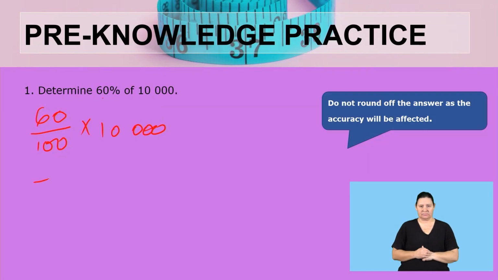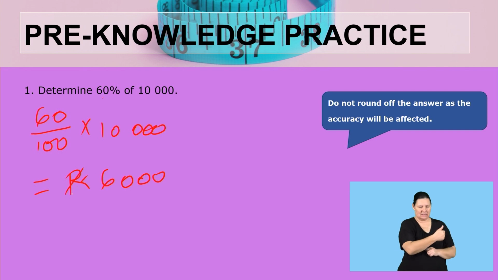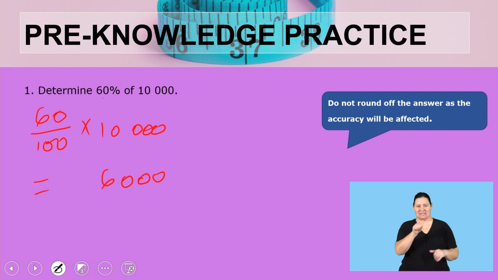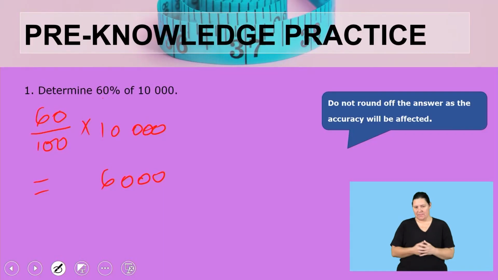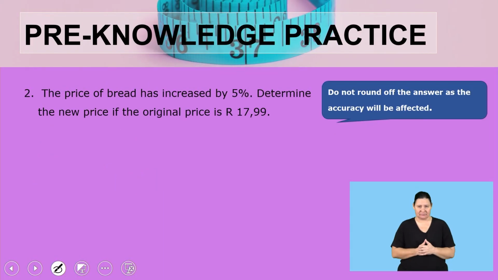So 60% will then be 6,000. Or actually, I don't need the rand sign because the question was not given in rands. Let me erase this quickly. It's just 6,000. So remember, do not round off the answer if your answer is in decimal form, because that will affect the accuracy. But luckily with this one, it's a whole number. Let us take the second example.